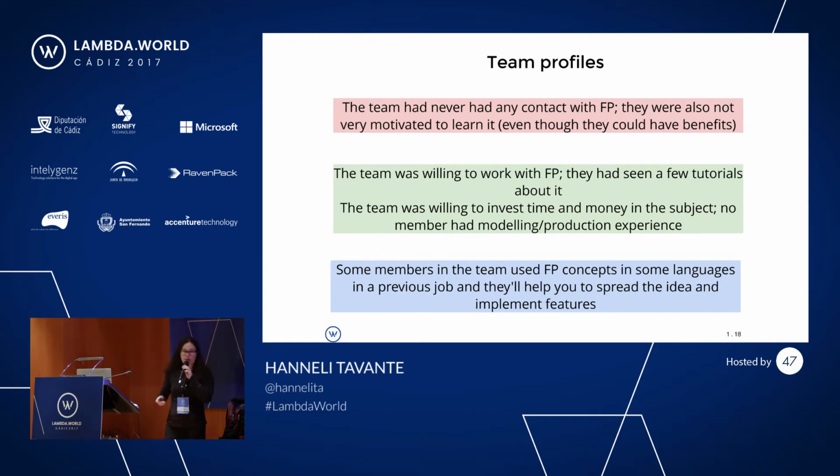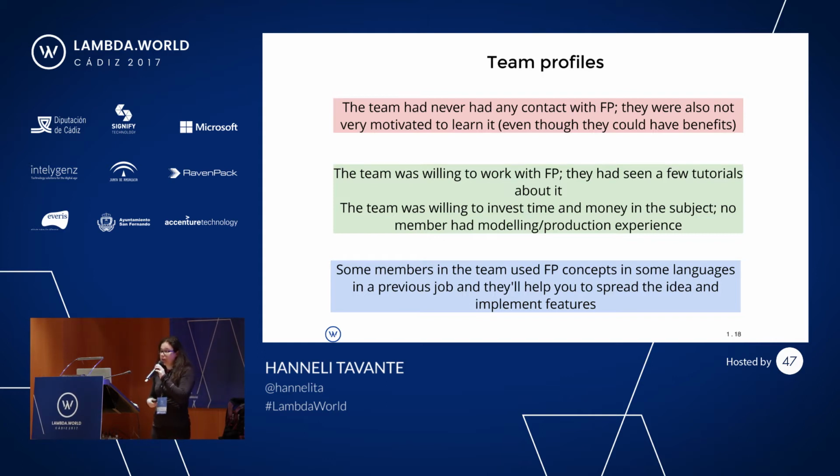So I've been working across different teams, and I could make a distinction between some profiles. There were teams where the people had never had any previous contact with functional programming, like they've been doing Java or PHP for the last 10 years, and they never had the opportunity to have contact with maybe Scala or Haskell. And they were also not willing to change their minds and learn something new. So that was quite challenging.